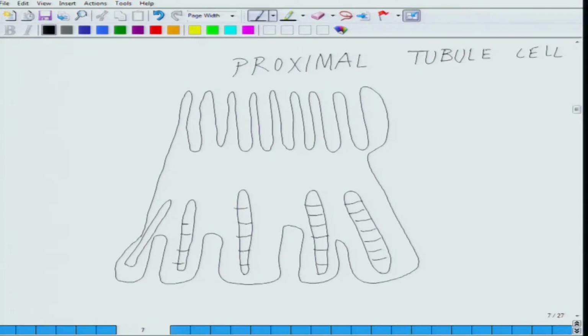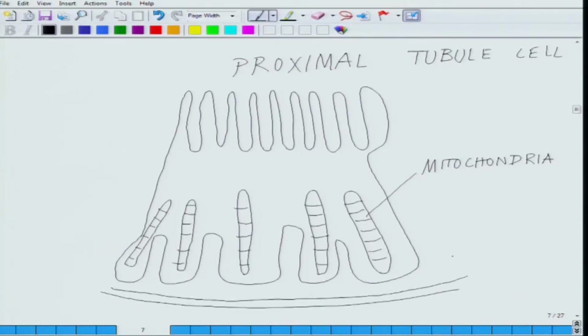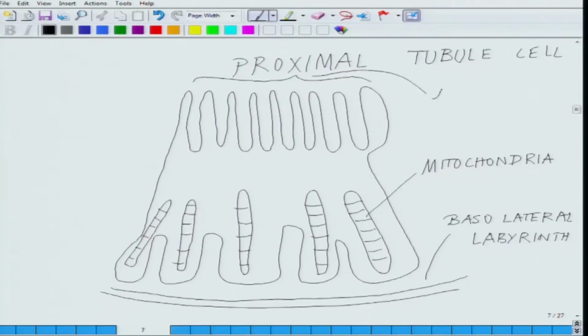This is how the proximal tubule cells look, which form the proximal tubule of the kidney, and these structures are nothing but mitochondria. A lot of mitochondria, as a lot of energy dependent processes are happening, and underneath you have the basolateral labyrinth actually. Basolateral labyrinth, and these are the brush borders. So this is all about the structure of the proximal tubule.